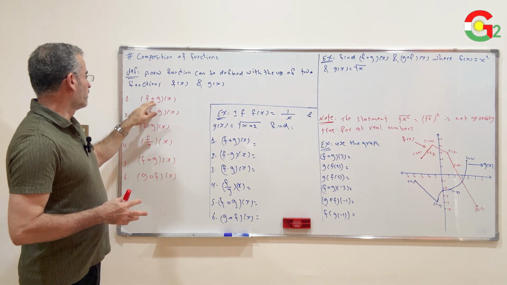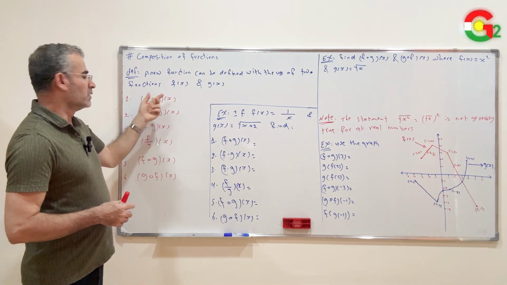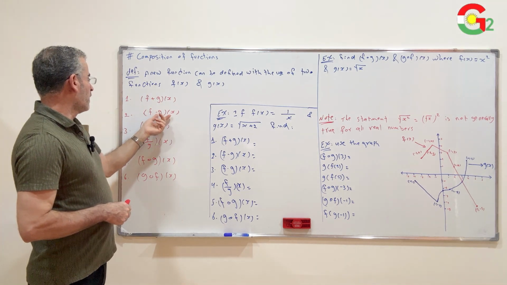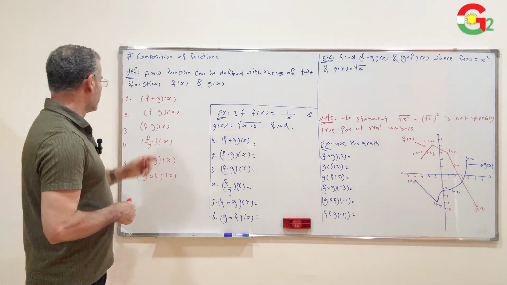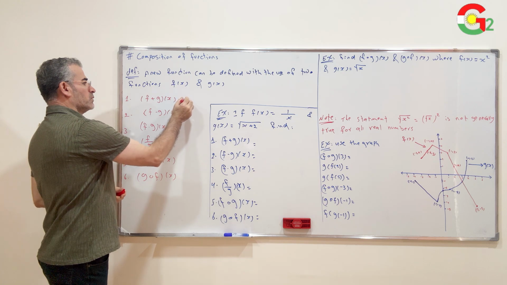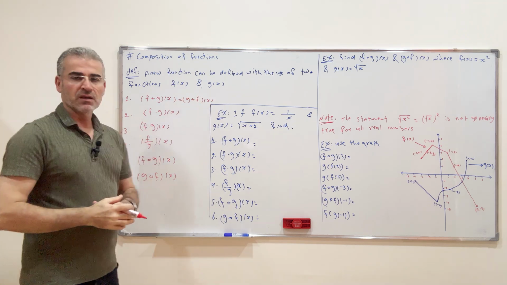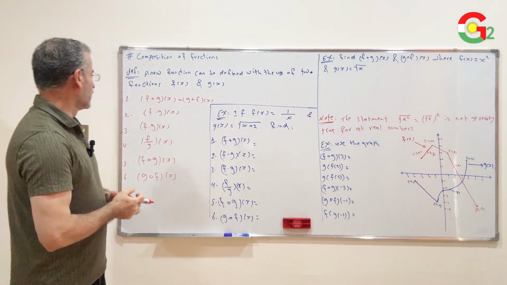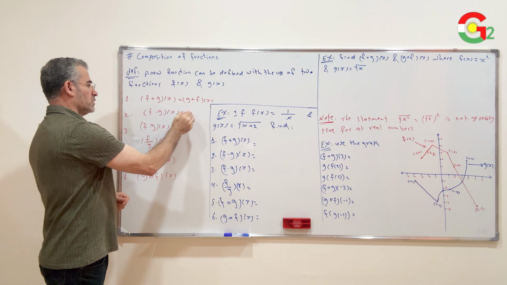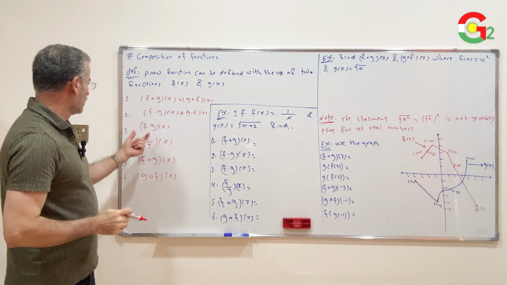The first one, f plus g of x, the addition of f and g. f minus g of x, subtraction of g from f. Of course, f plus g is equal to g plus f of x, since addition is a commutative operation, but f minus g is not equal to g minus f because subtraction is not a commutative operation.